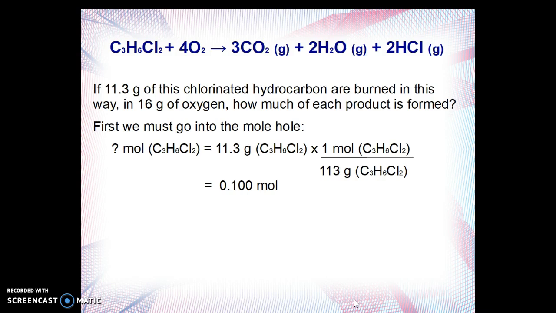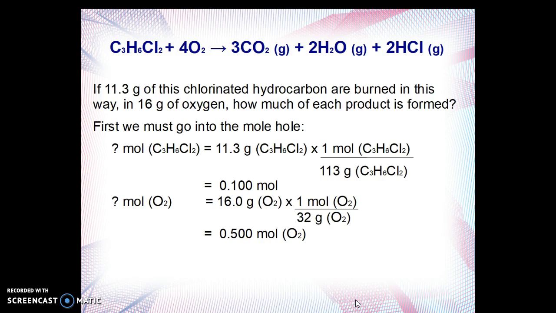First, of course, we have to go into the mole hole. And to do that, we first divide the 11.3 grams of the chlorinated hydrocarbon by its molar mass. 3 carbons, 36, 6 hydrogens are 6, and 2 chlorines are 71, 113 grams. When we do that, we find it's exactly 0.100 moles. Now we do the oxygen. 16 grams, if you've got 32 grams in a mole, is 0.500 moles.